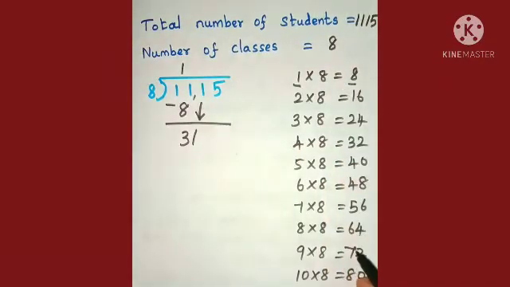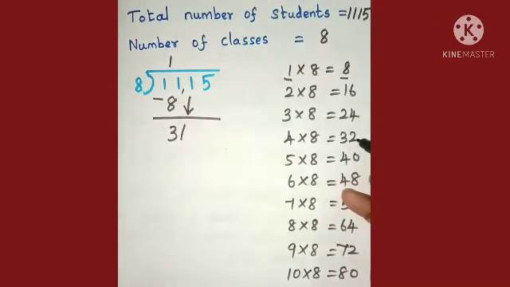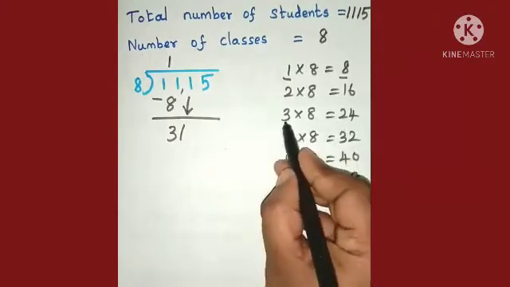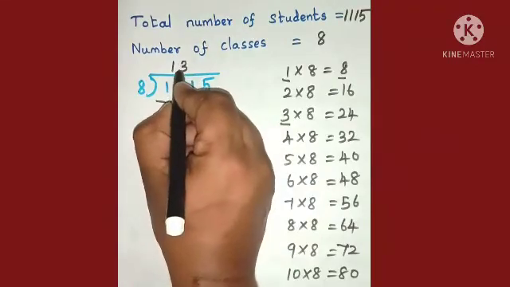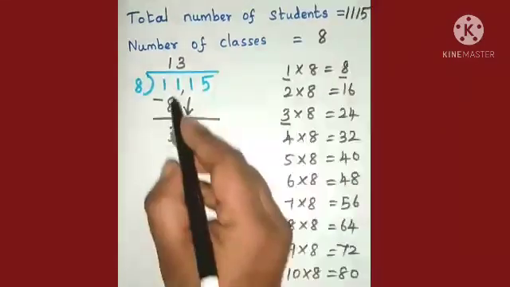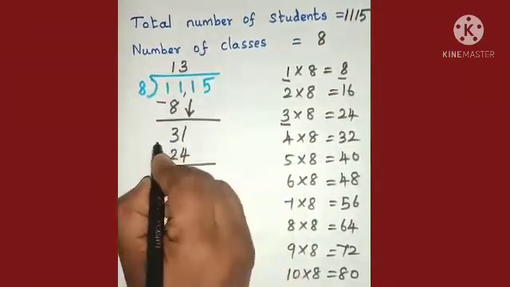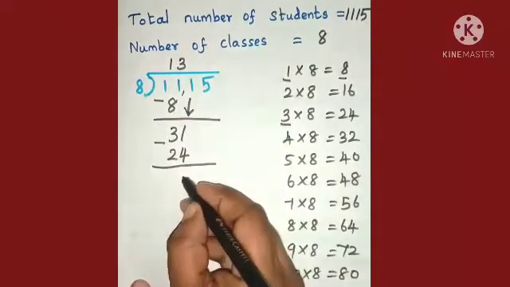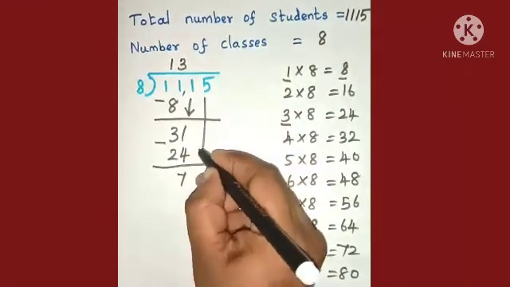Now we have to look at the 8 table and check where 31 lies. Here 31 lies between 24 and 32. The smaller value is 24. 3 8s are 24. Write 3 above the long division bar in the quotient place. 3 8s are 24. And then we have to take the difference. 31 minus 24 is 7. And bring 5 down.